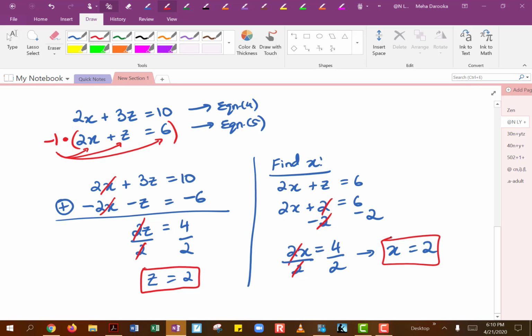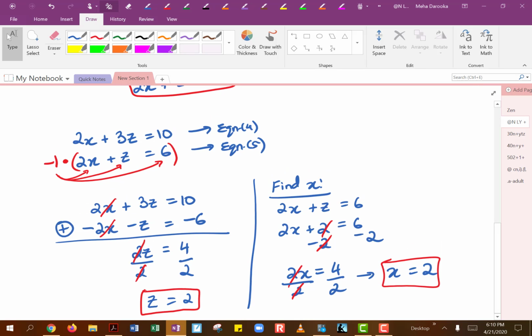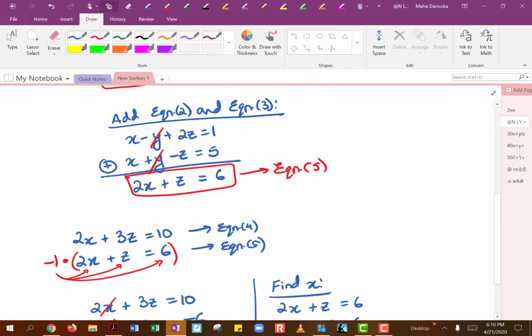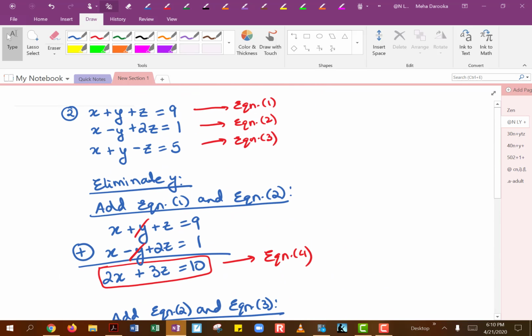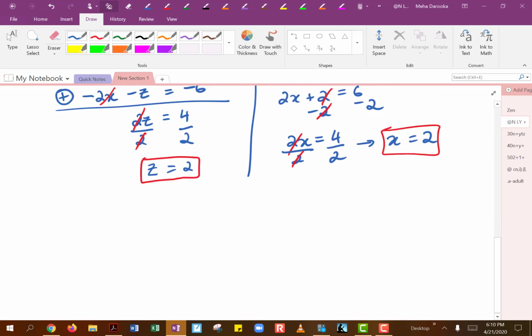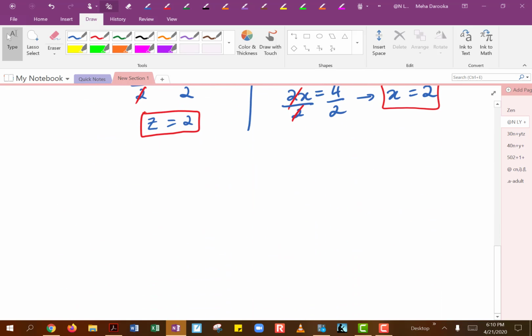Alright, so we found our two variables, x and z, which means we're only left to find the y variable. Now, of course, equations 4 and 5 don't have a y in them, right? Because this is where we reduce it down by eliminating y. So to find y, we actually need to go back to one of our original equations. You can use equation 1, 2, or 3. It doesn't matter which one. I'm actually going to use equation 1 to help us find the variable y.